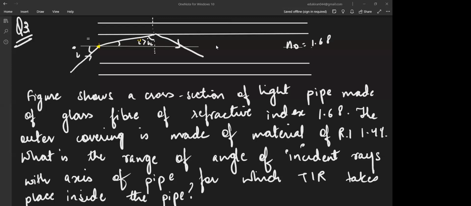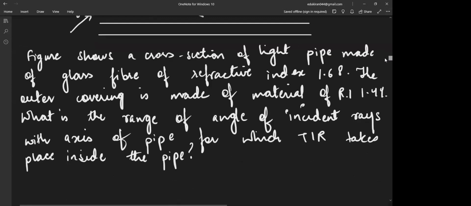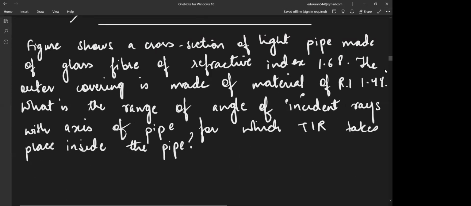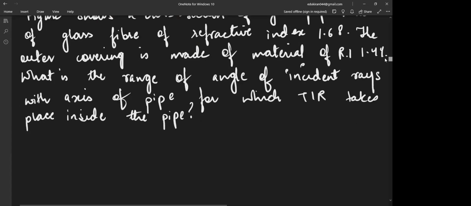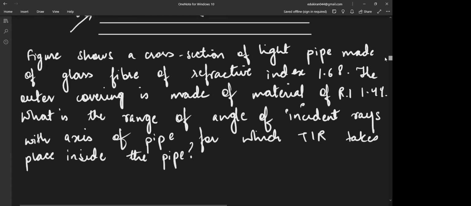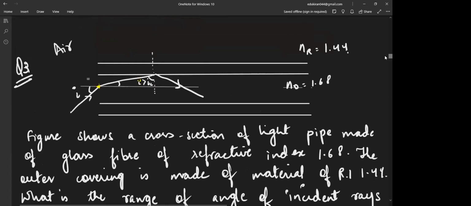Yes, class, see, this figure shows a cross section of a light pipe made of glass fiber of refractive index 1.68. The outer covering is made of material of refractive index 1.44 and TIR is occurring. So we have to find out the range of incident angle. Now see, here, if you apply sin IC, because the critical angle is given in this case.